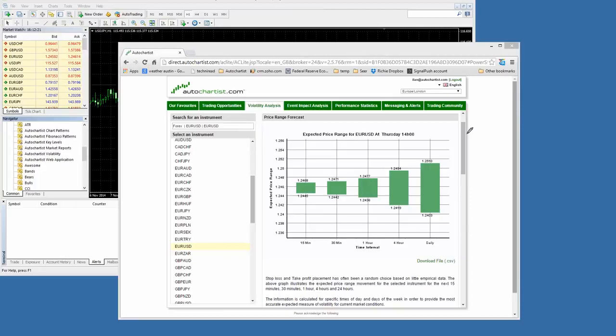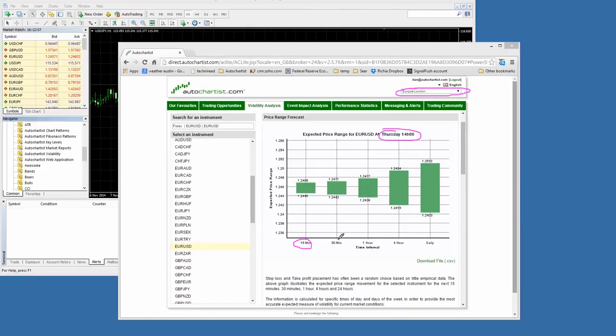Now what this graph tells you is the expected price range movement for the selected instrument at that time of day that you're currently in. So right now we are Thursday, 2 p.m. London time, and Autochartist now provides us the price range forecast within which it believes the next hour is going to trade.